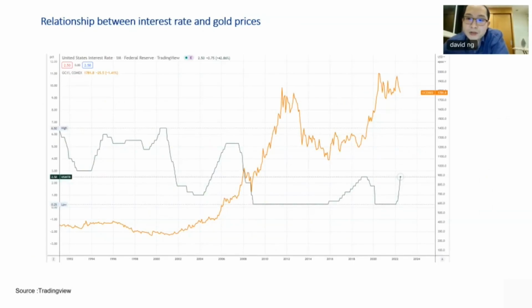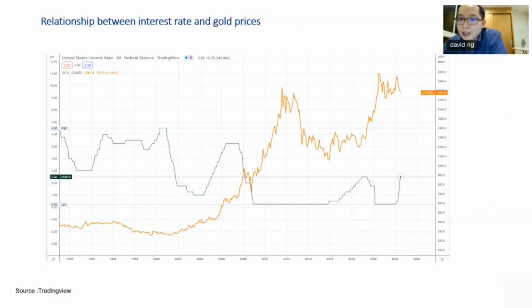Now, this is to show the relationship between interest rate and gold. So clearly you can see that when you have a high interest rate environment, gold tends not to benefit. When you have a low interest rate environment, normally it's quite beneficial for gold. So you can clearly see 2022 is the year where we are no longer in a low interest rate environment. In fact, we are in a high interest rate environment. So that's going to be a bit of pressure for the gold market. It's interesting to watch.